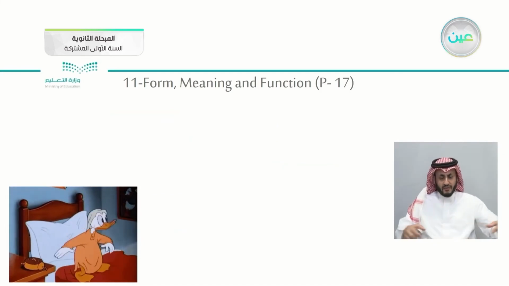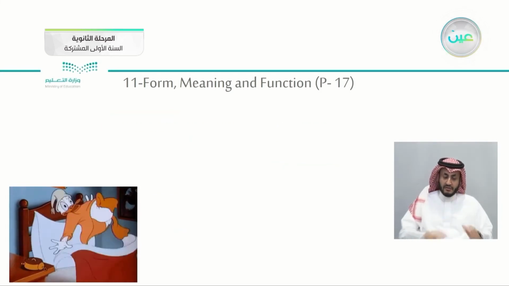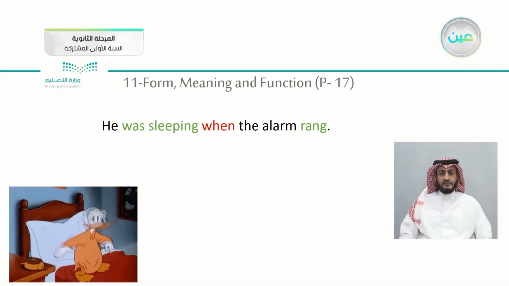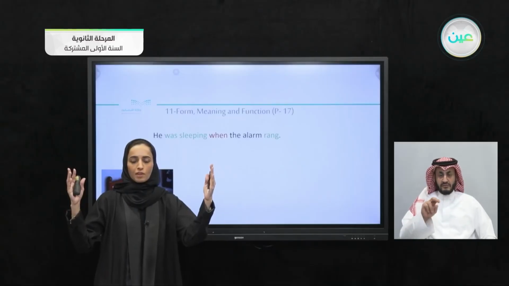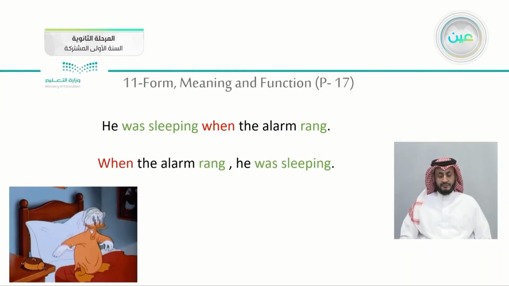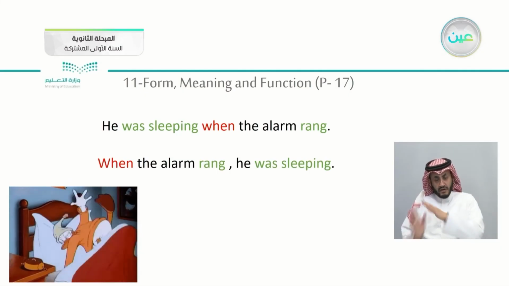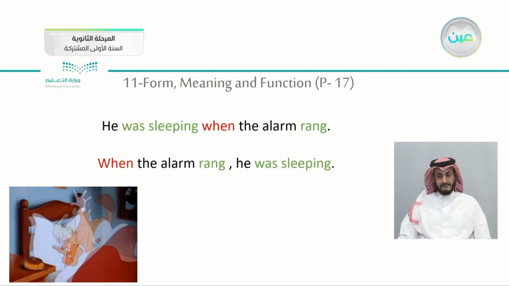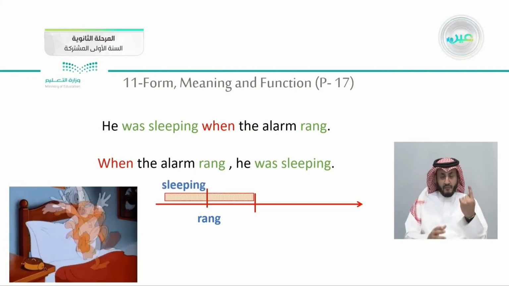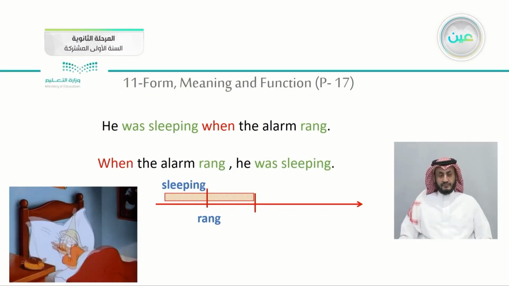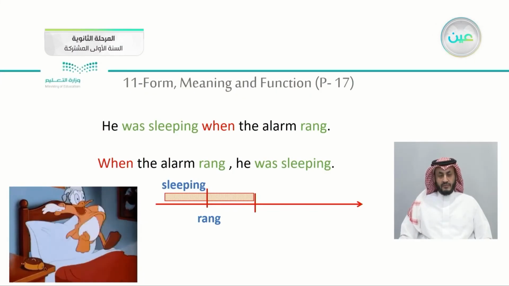Another example, look at him, sleeping, the alarm. He was sleeping when the alarm rang. Sleeping for how long? For maybe 3 to 4 hours, let's say 5 hours. Then the alarm rings just once. So, when the alarm rang, he was sleeping. The long action is in the past progressive, and the short action happens only once, interrupting. I slept for 5 hours, 7 hours. The phone rang or the alarm rang just once.